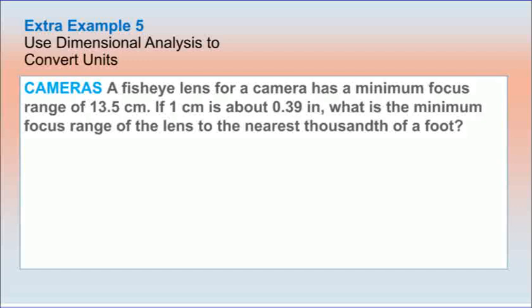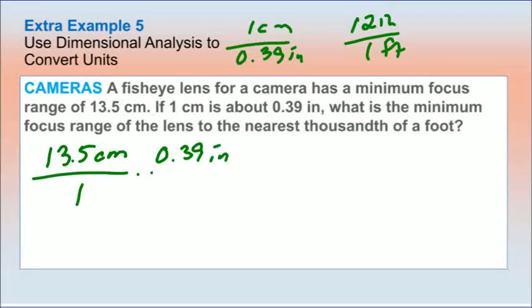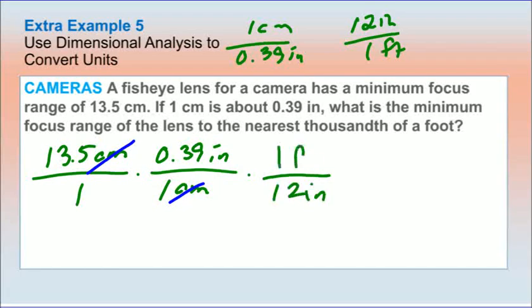Next, the fisheye lens for a camera has a minimum focus range of 13.5 centimeters. If 1 centimeter is about 0.39 inches, what is the minimum focus range of the lens to the nearest thousandth of a foot? So this is what I'm given, 13.5 centimeters. And we know that 1 centimeter is the same as about 0.39 inches. And I know that there's 12 inches in 1 foot. So I need to convert centimeters to feet. So I know that 0.39 inches is the same as 1 centimeter. So centimeters labels divide out. And I know that there are 12 inches in 1 foot. So my inches labels divide out. And I have everything set up.